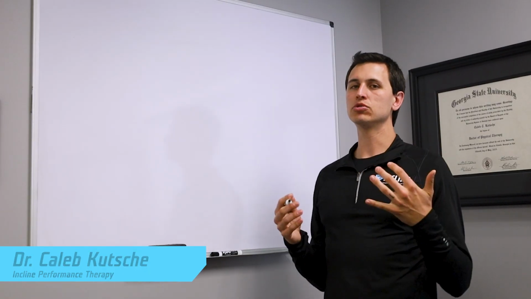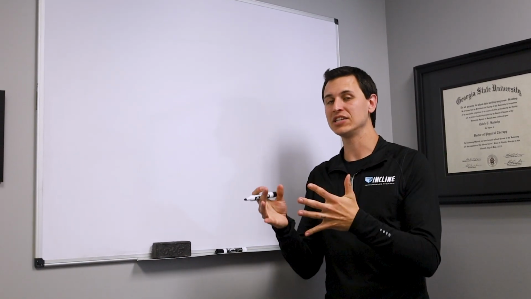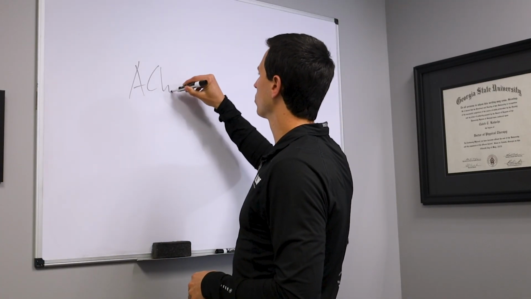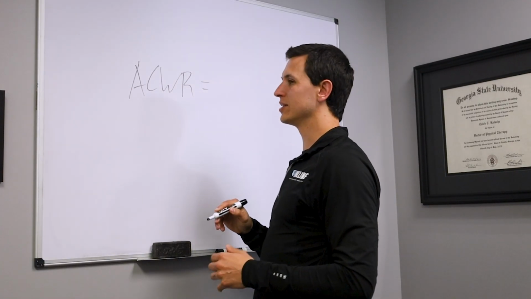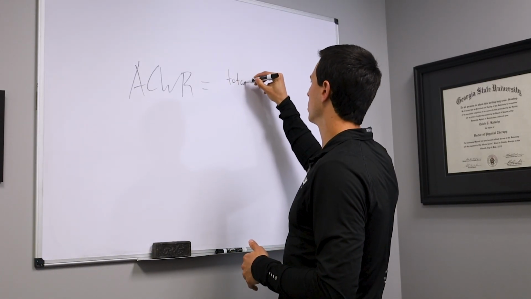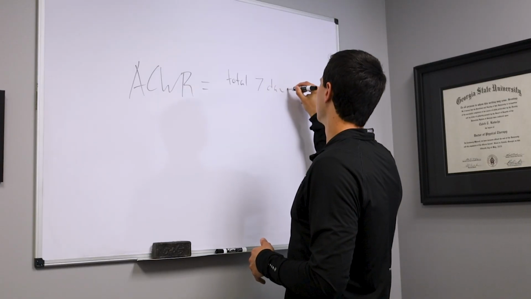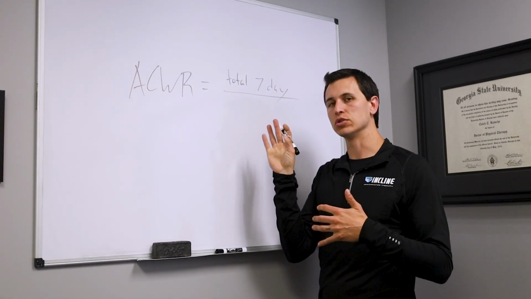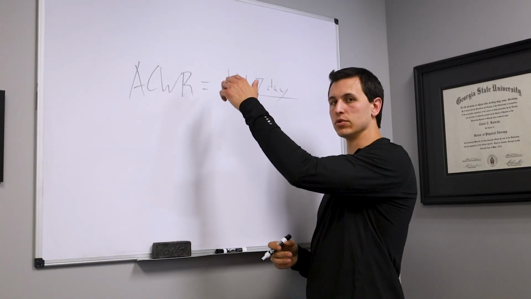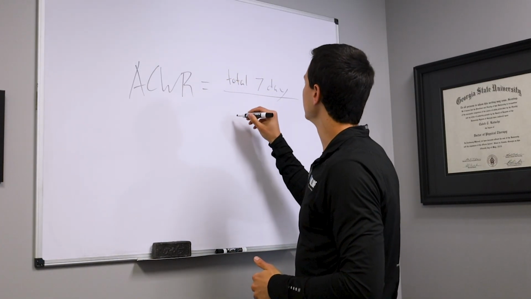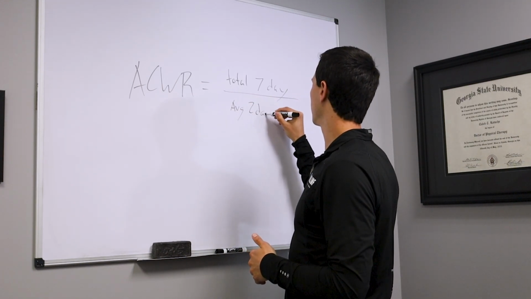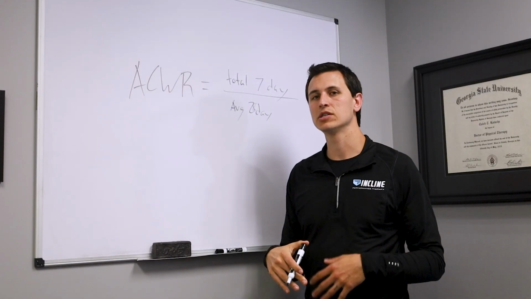Today I'm going to be talking about acute to chronic workload ratio management in baseball pitchers. And basically, acute to chronic workload ratio is going to equal the total load over the past 7 days. So total load over the past 7 days, and this is usually measured in terms of number of pitches that a pitcher will throw. And we're going to divide that number by the average load over the previous 28 days.